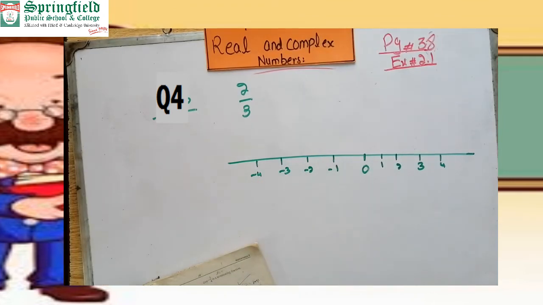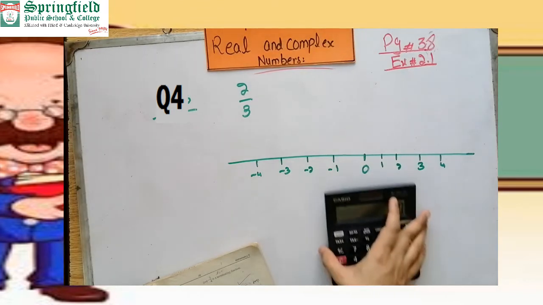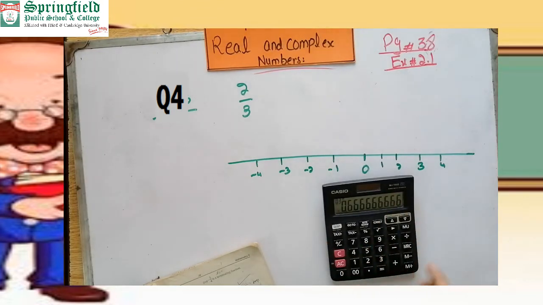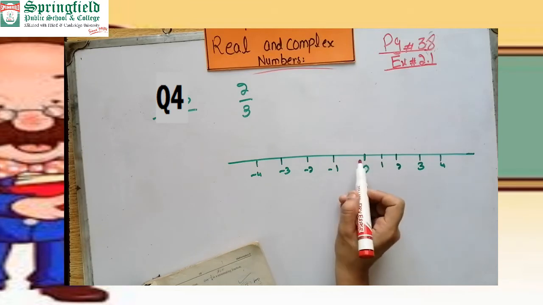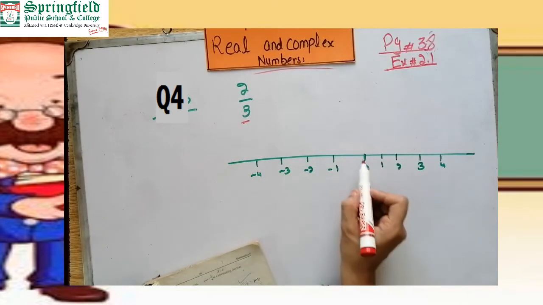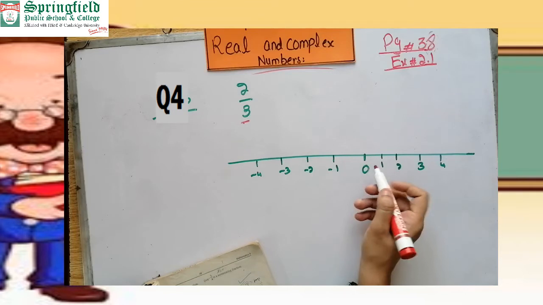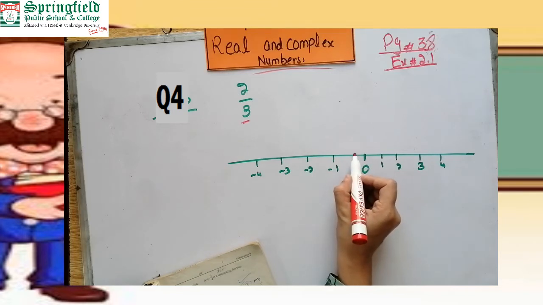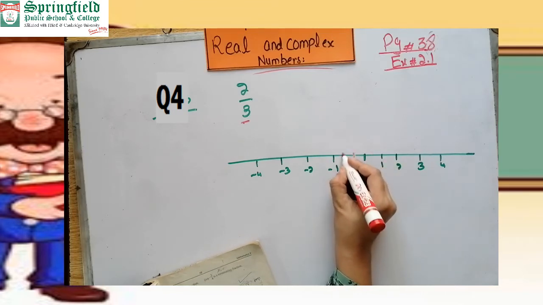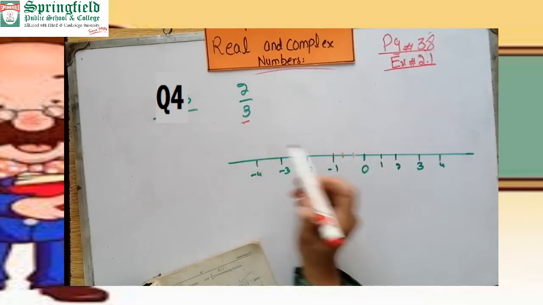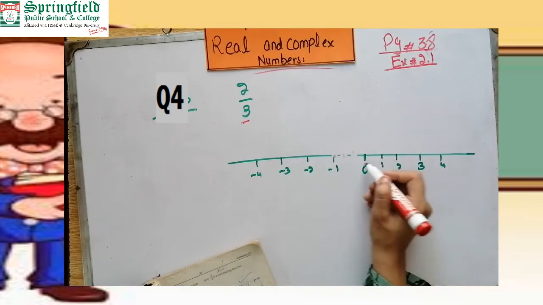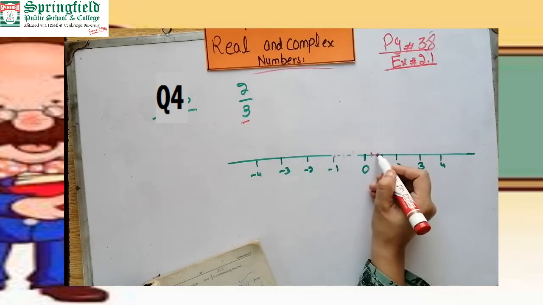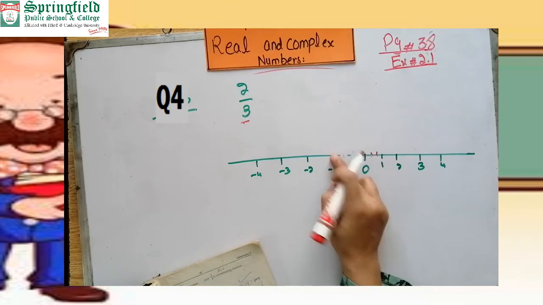Fine. Now 2 by 3. What will be the answer? 0.666. It means we will start from 0. Fine. So 0, and the denominator is 3, so we will divide 0 to 1 into 3 parts. 1, 2 and 3. Sorry, this is the positive value, so we will start from here. 1, 2 and 3. Fine.